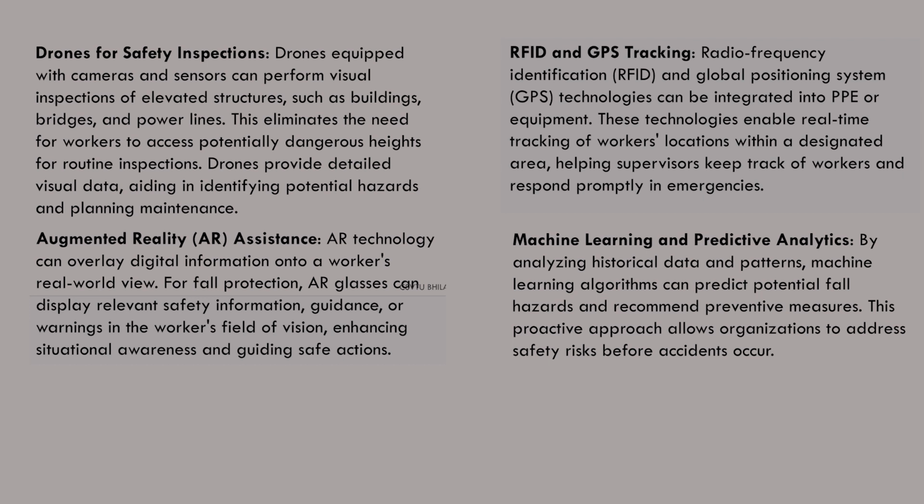By analyzing historical data and patterns, machine learning algorithms can predict potential fall hazards and recommend preventive measures. This proactive approach allows organizations to address safety risks before accidents actually occur.